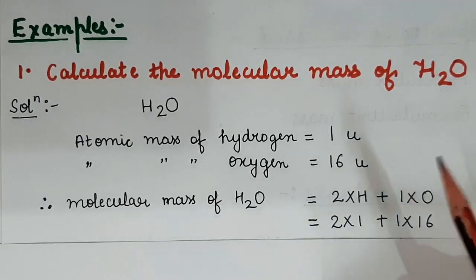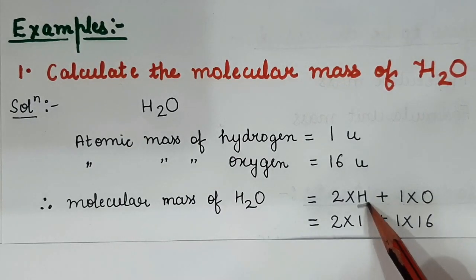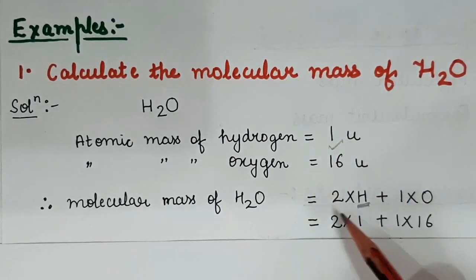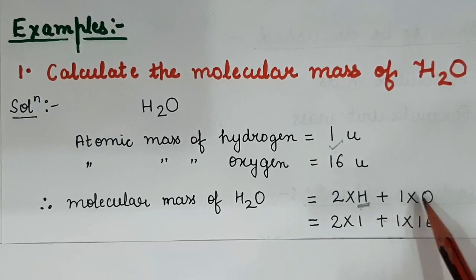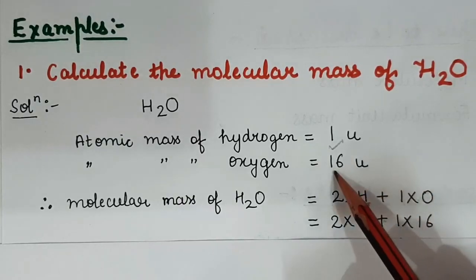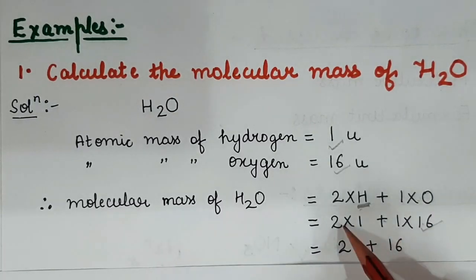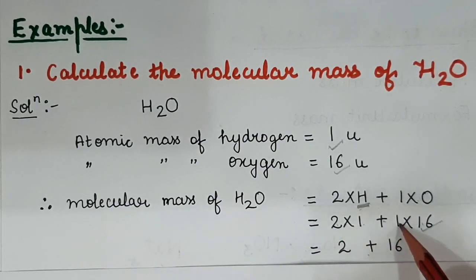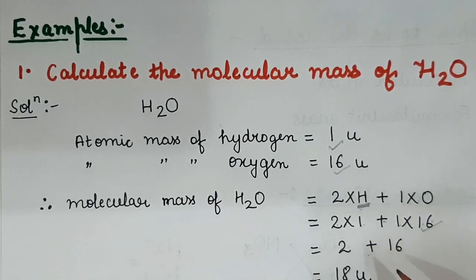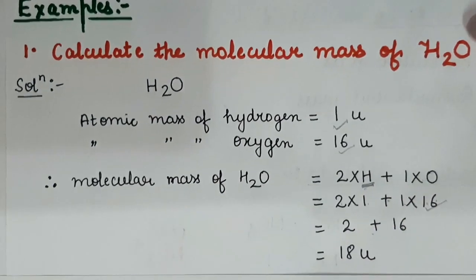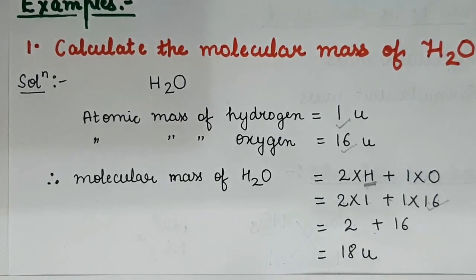So that will give molecular mass of water. Now just substitute the values. What is the atomic mass of hydrogen? It is 1. So twice into 1 plus 1 into atomic mass of oxygen, that is 16. Now 2 into 1, 2 plus 1 into 16, 16. So 2 plus 16, that will be 18 U. So this is the molecular mass of water. Do not forget to write the unit U.